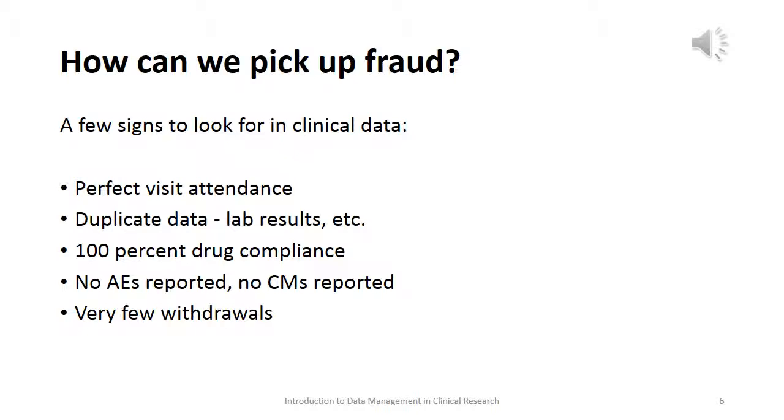Finally, you've got no adverse events reported and no concomitant medications reported. That's very unusual because, as we know, an adverse event is anything from a headache to a heart attack. So more than likely over the course of a trial, even for a very short trial, a patient is going to experience some type of adverse event. That's pretty common. And they're going to have some concomitant medications that are reported. So if you don't see any, that's probably an indication that something's not quite right there.